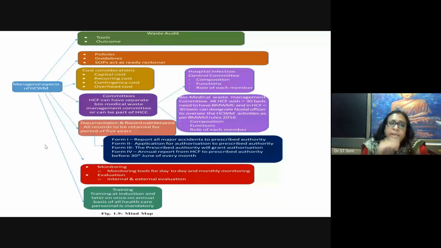So there are many managerial aspects. We'll be talking a little bit about the waste audit, and what this waste audit is, and what these tools are, and what the outcomes of it are.